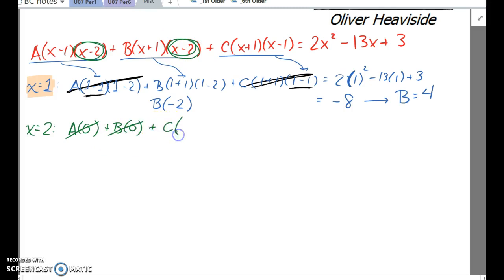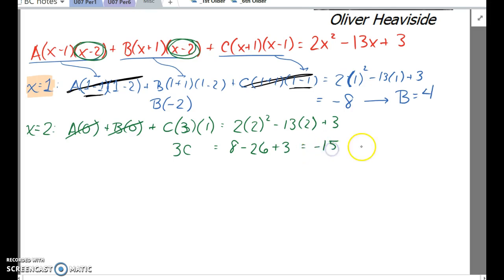My last term is a c. 2 plus 1 is 3, or something resembling a 3. 2 minus 1, last I checked, is 1. And then over here I have 2 times 2 squared minus 13 times 2 plus 3. So the left side, super simple. C times 3. The right-hand side, 8 minus 26 plus 3, which is 11 minus 26, which is negative 15. And so C is negative 5. Okay, so that was our second smart choice of x.